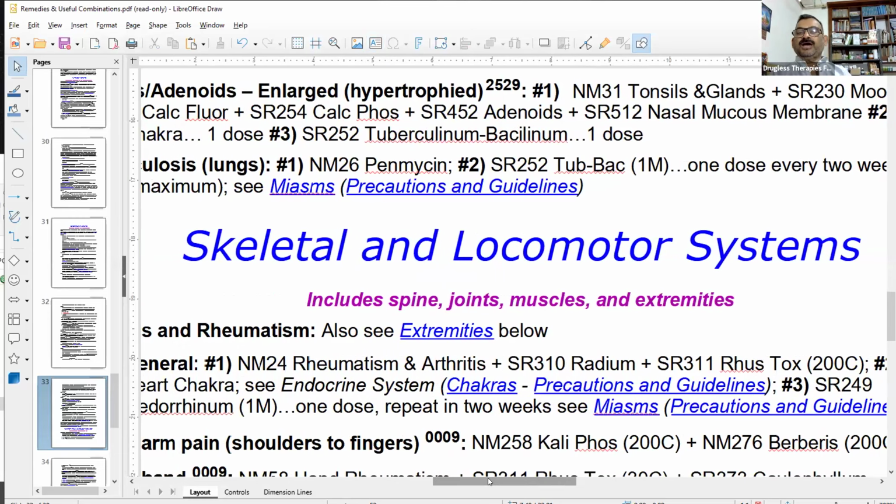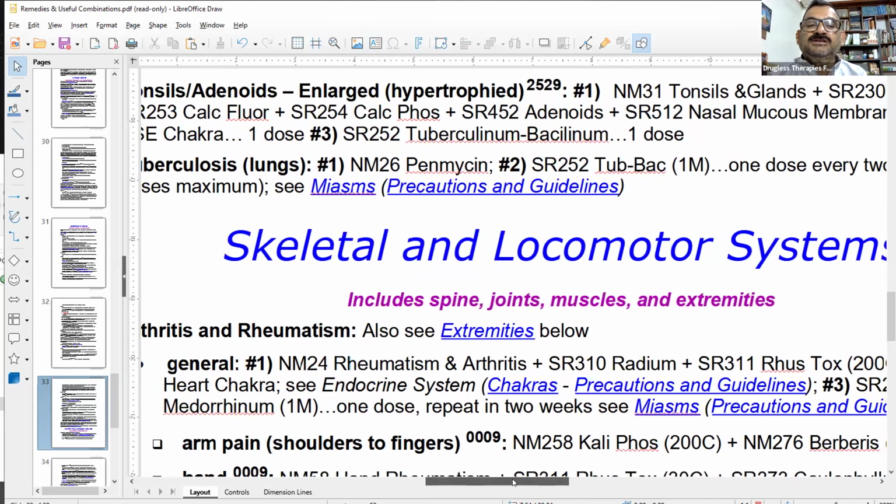I think many of you have my card system also. And the card system has some advantages because there is now less human intervention. Thought imprinting will be very easy. So NM24, SR 310. 310 means you can go straight into the 310 card number and take that, which will be written as a radium. If no potency is written in front of that radium, that means you have to keep the same potency that is mentioned in the card.